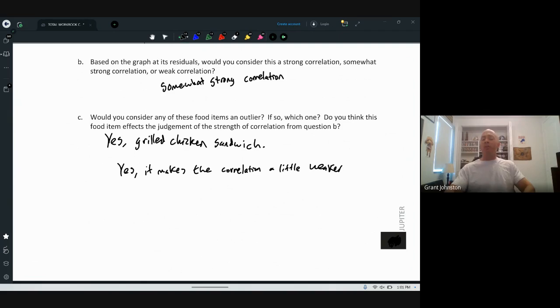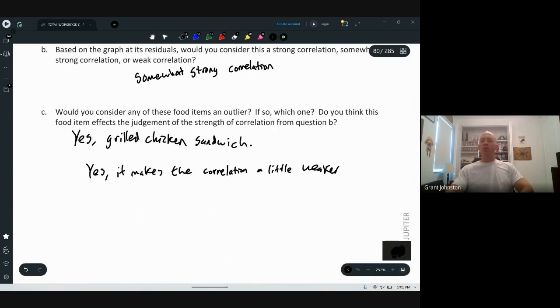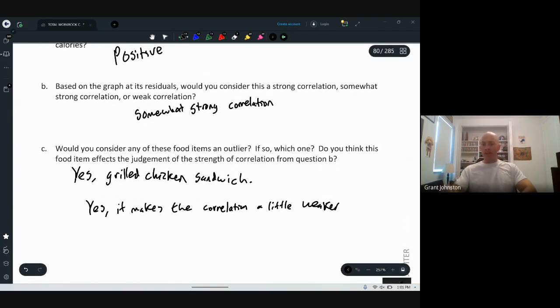Okay, so these residual questions are kind of strange, but really just use your common sense with some of this and try to work through it. Okay.